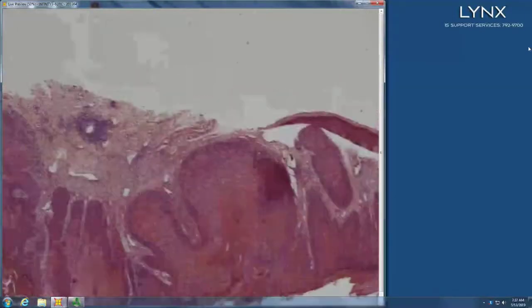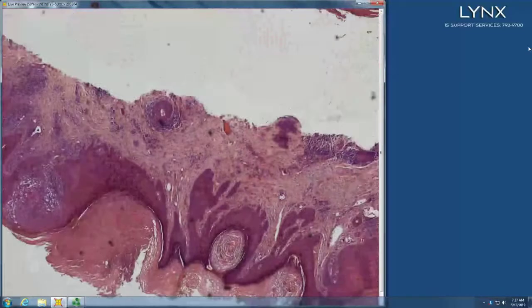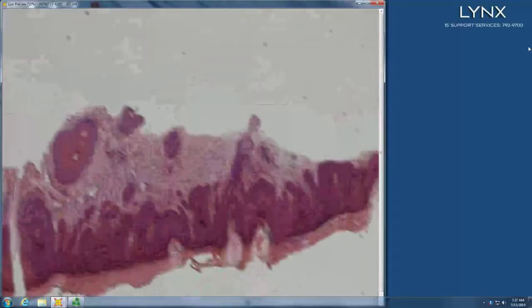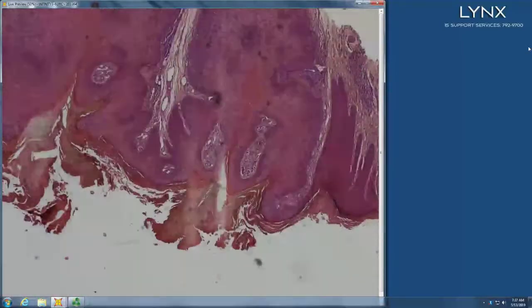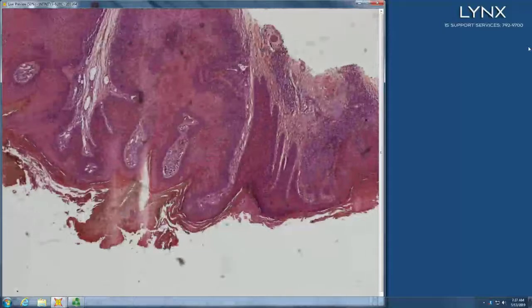So trichilemmoma, and when you have multiple trichilemmoma things hanging like garlands from the surface, that sometimes gets called tumor of the follicular infundibulum.